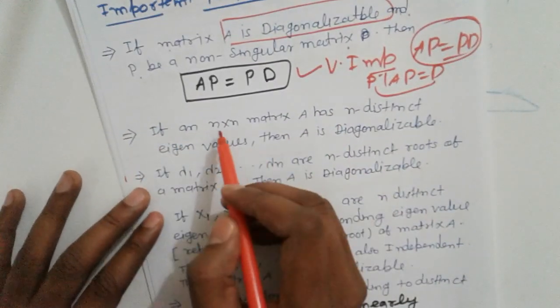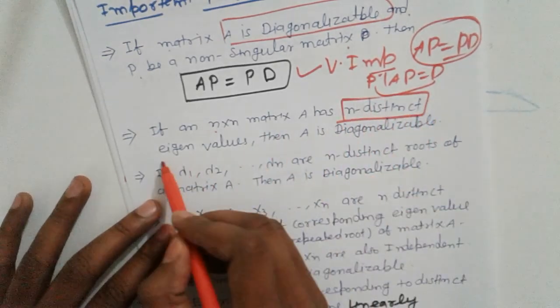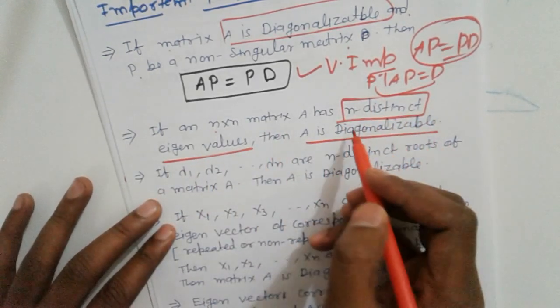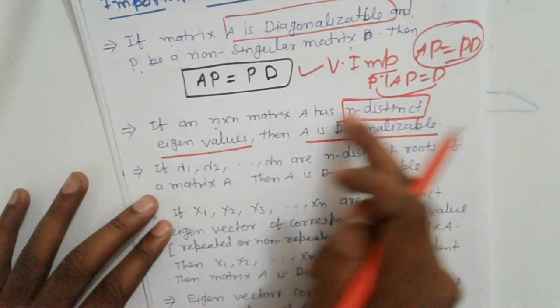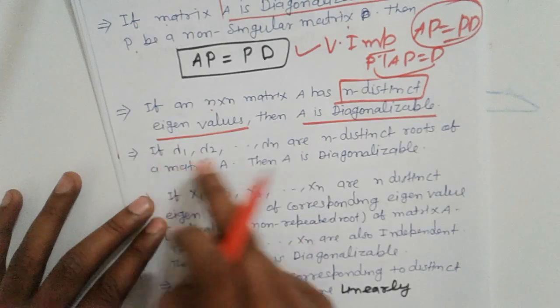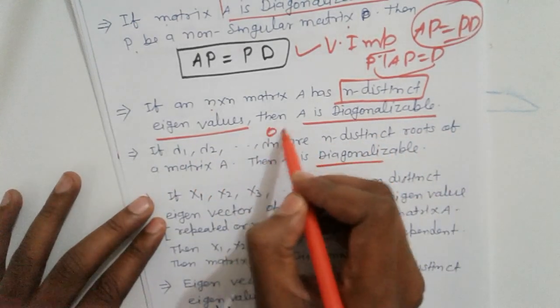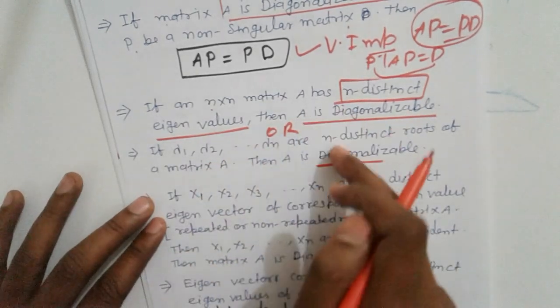Next, if an n cross n matrix A has n distinct eigenvalues, then A is diagonalizable. मतलब अगर n eigenvalues different हैं, that case matrix is also diagonalizable. If lambda 1, lambda 2 are n distinct roots, matrix is diagonalizable, और same words meanings है दोनों का.